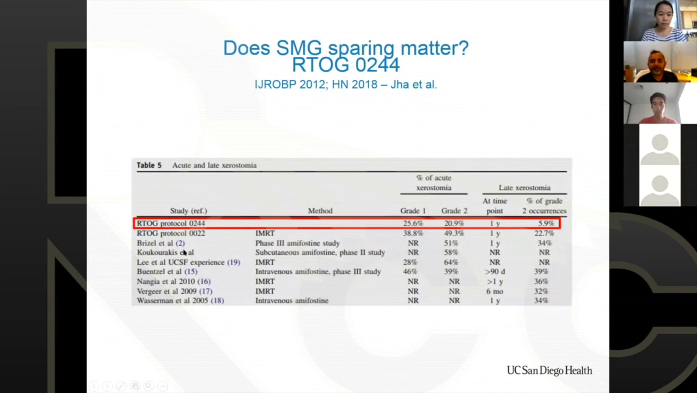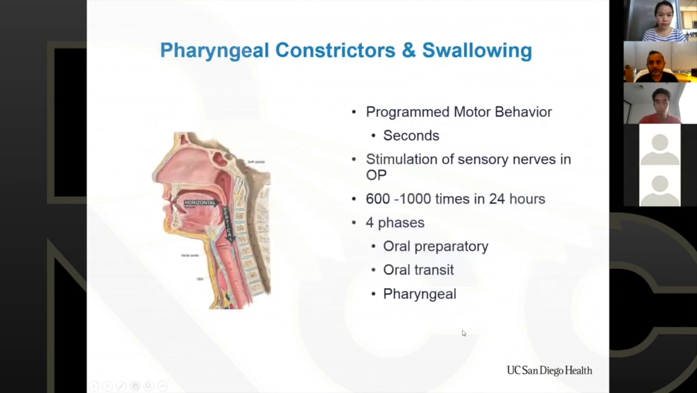Is there any data for that? There actually was a phase 2 trial published initially in 2012 and then updated in 2018, which looked at exactly this. It looked at SMG sparing in patients, and when you looked at late xerostomia outcomes, the percentage of patients reporting grade 2 or higher toxicity was down to 6%. When you compare all of the other IMRT series, when you just do parotid sparing, most reported outcomes at 2 years or so are anywhere from 20 to 35, 40% of patients reporting grade 2 or higher xerostomia. So there's certainly a role for submandibular gland sparing in these patients.